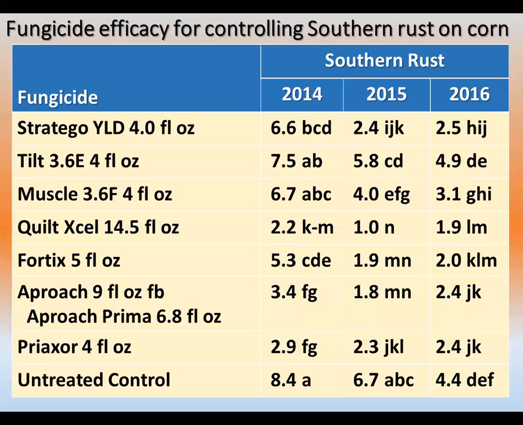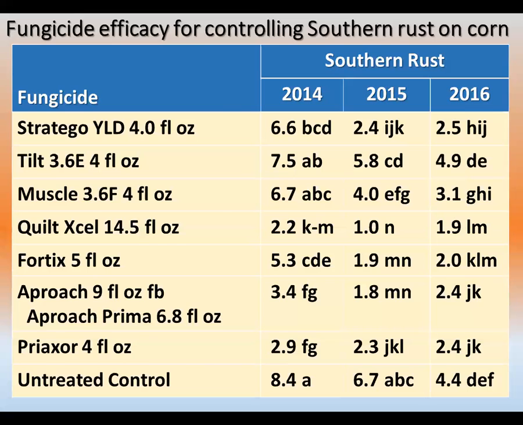in particular did not perform well, even applied twice in 2014 under really severe rust pressure, but under moderate to lighter rust pressure, they did a good job, and we'll look at the yields and they yielded fairly well. Approach Prima did fairly well, kind of in between the Quilt and the Paraxor and the other products. The two materials that really don't work very well are Tilt and the generic tebuconazole.